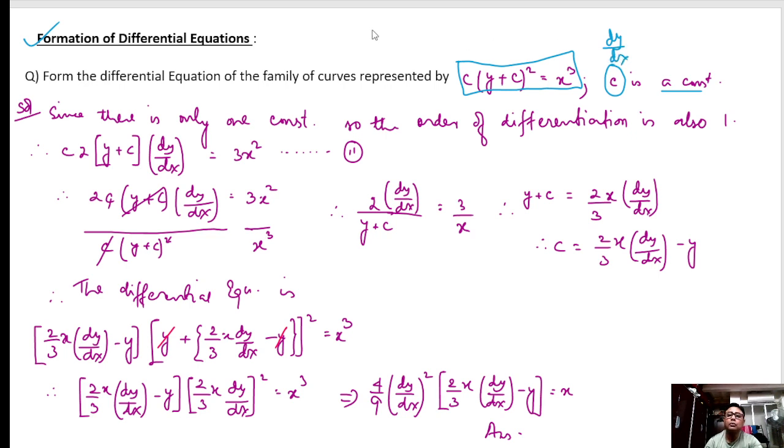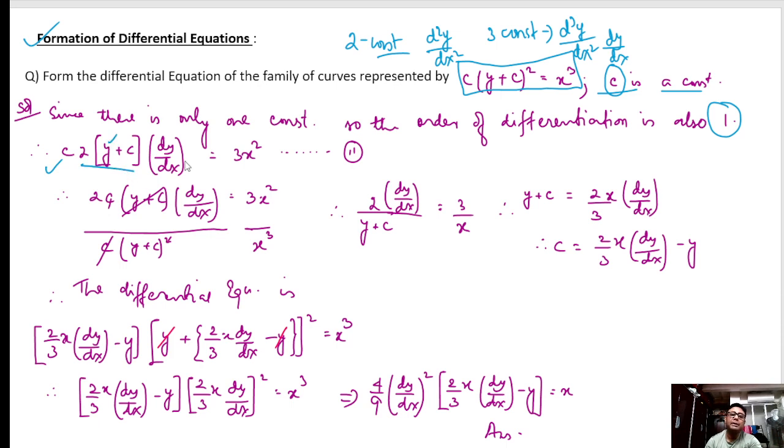If you have two constant terms, you have to differentiate twice. If you have three constant terms, you have to differentiate thrice. Okay, so please note here, there is only one constant term, so differentiation is also 1. So let us differentiate this equation. So c, 2y plus c.